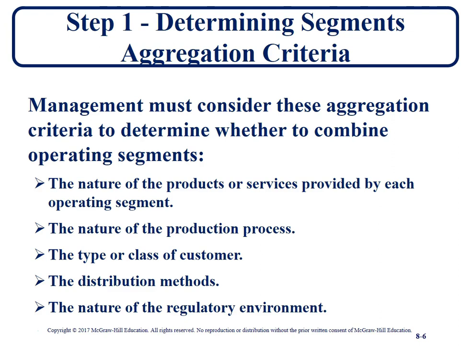aggregation criteria. Basically, what we're trying to do here is determine whether the segment is reported separately or whether it is combined with other operating segments. Okay, so one of the things they look at is the nature of the products or services provided by each operating segment. Are they similar or are they totally different?